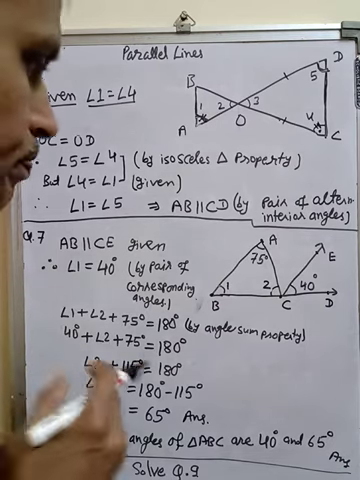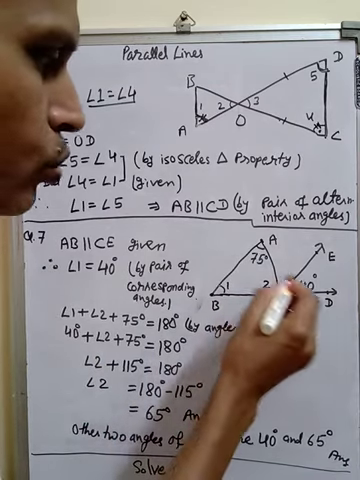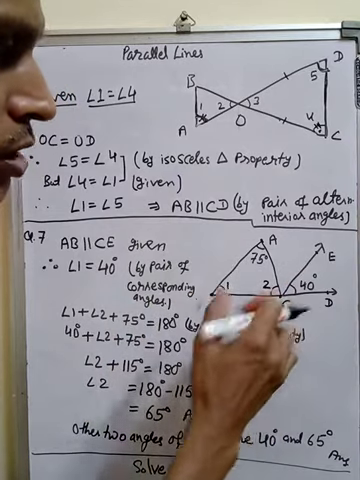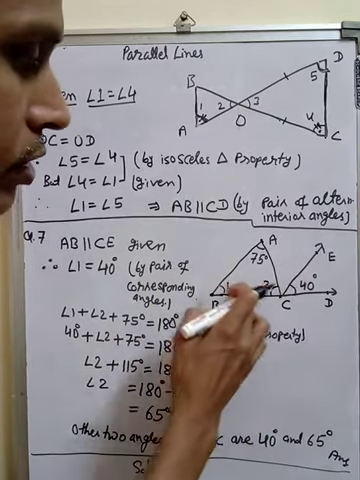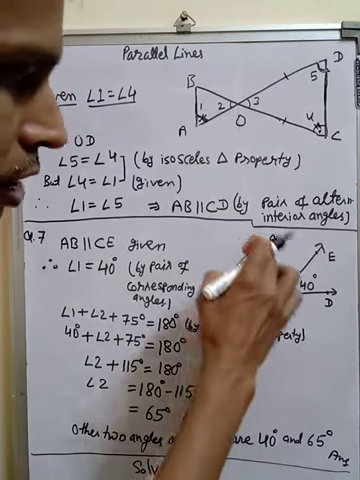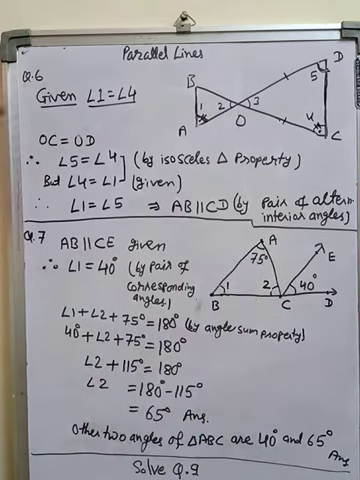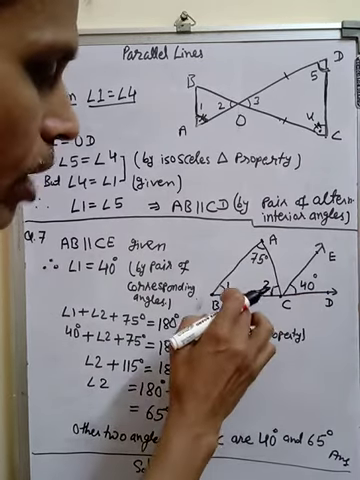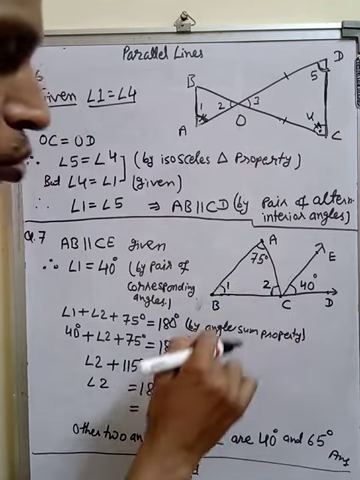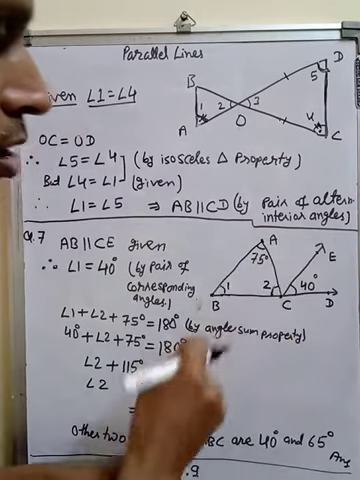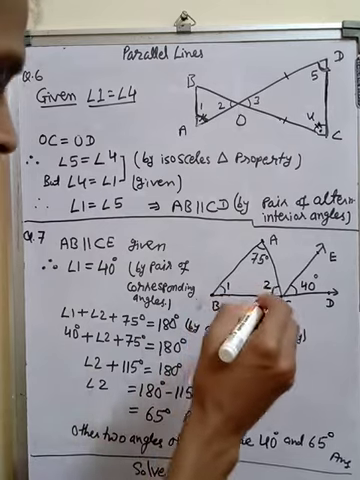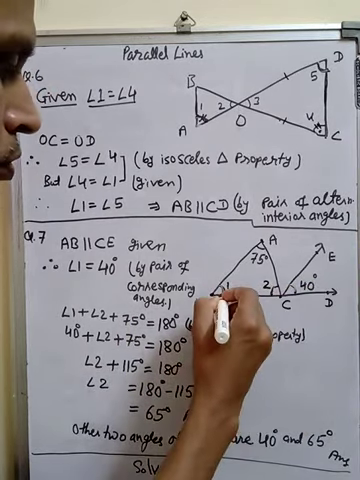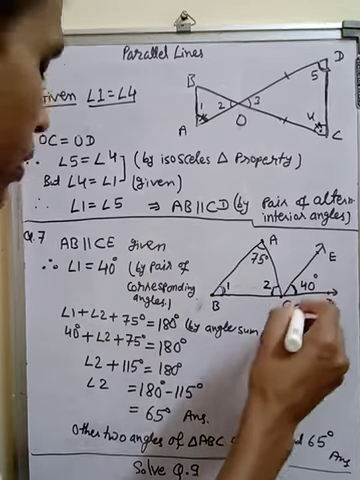Question number 7. Here these two angles are given and one more piece of information is given: AB is parallel to EC. We have to find the inner angles of triangle ABC. I have labeled them angle 1 and angle 2. So in this question we have to find the values of angle 1 and angle 2 with the help of the given things. What is given? Angle 1 is equal to 40 degrees, given.